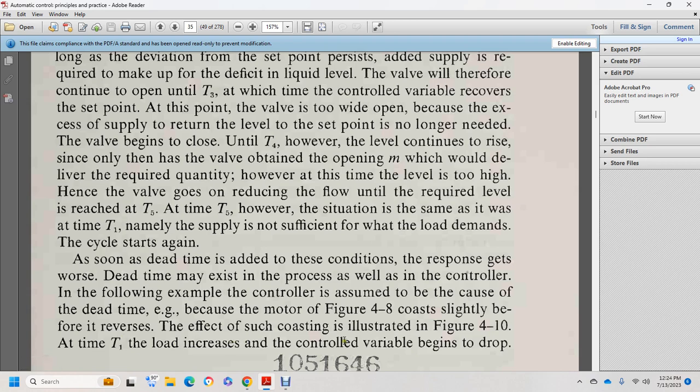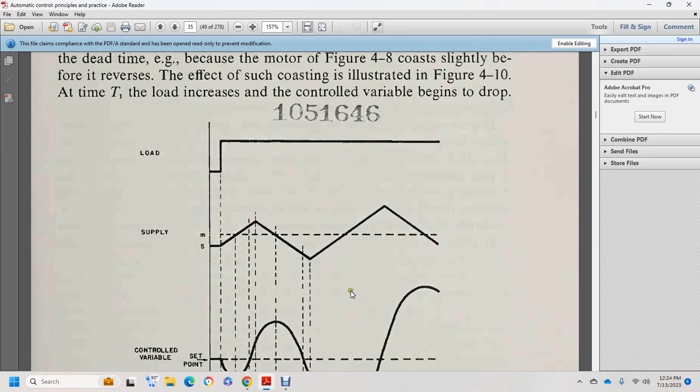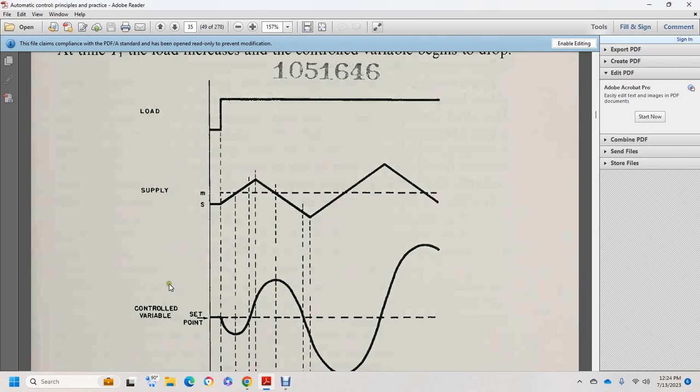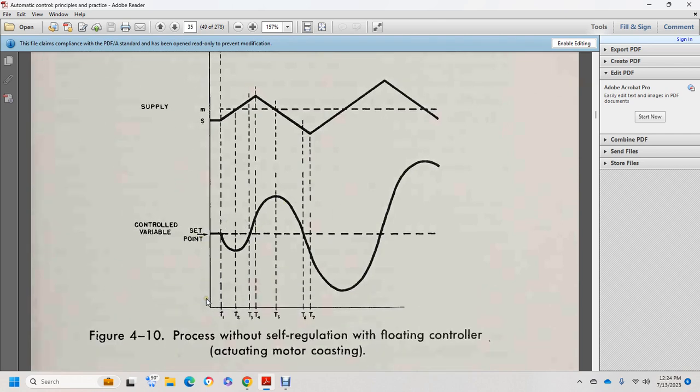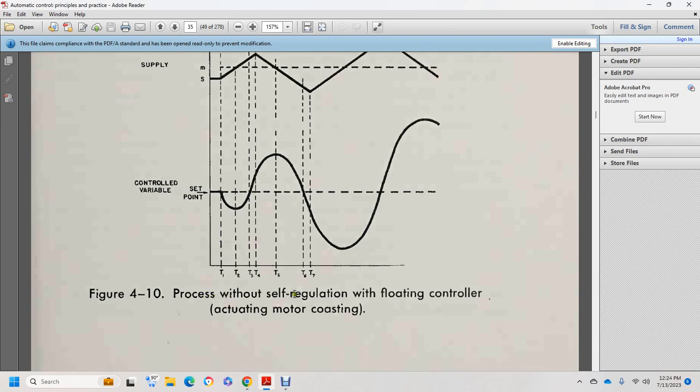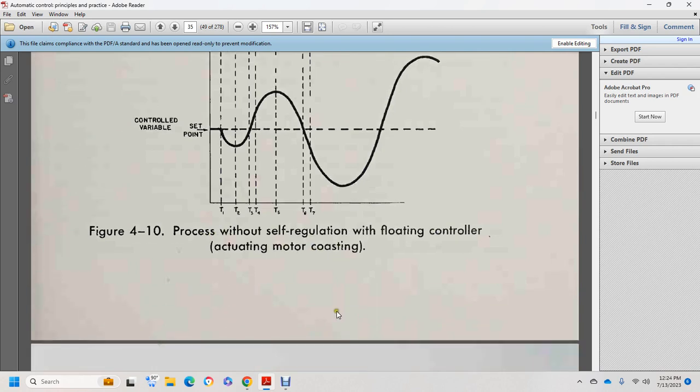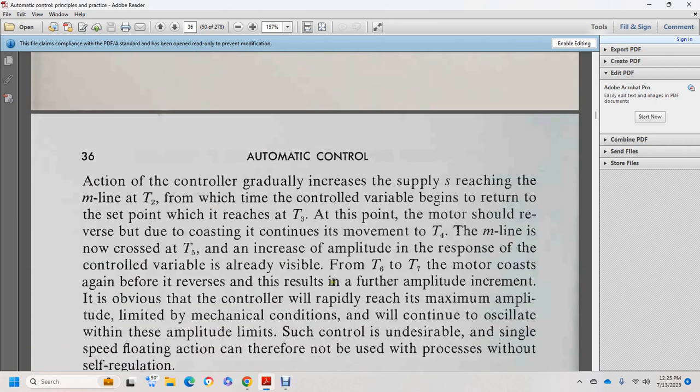At time interval 1, the load increases and the control variable begins to drop. It shows the load, supply, and control variable set point for a process without self-regulation, floating controller, actuating motor coasting. The control acts gradually with the increase of the supply S, which reaches the M line at time interval 2. The control variable then begins to return to the set point, reached at time interval 3. At this point the motor shifts, with coasting continuing the movement in time interval 4. The M line crosses at time interval 5. The increase of the amplitude of the control variable response is visible in time intervals 6 to 7.